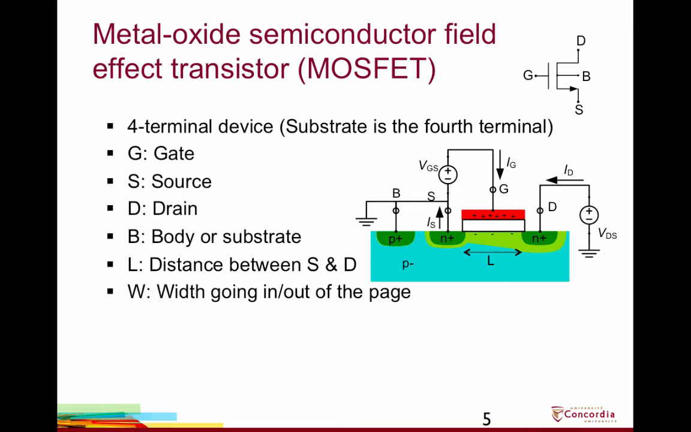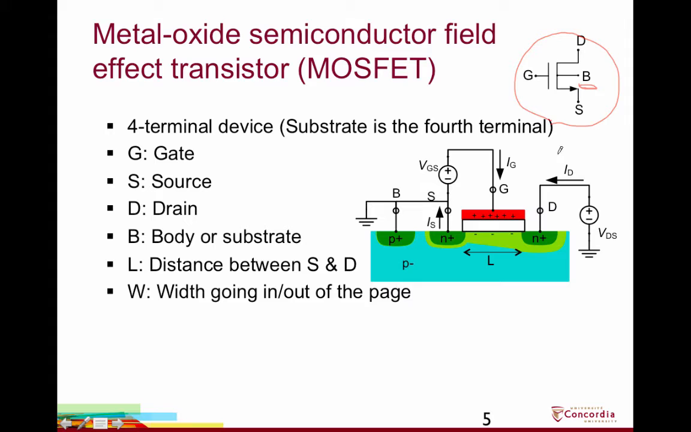This slide shows a cross-sectional view of an NMOS transistor, and the circuit symbol is shown up here. So the circuit symbol is a four-terminal device. Sometimes people draw it only as a three-terminal device when they ignore the body terminal. When they're ignoring the body terminal, they are usually assuming that the body, or substrate, is connected to the lowest voltage in the circuit. In a single supply circuit, that would mean it's connected to ground. So we have the gate, the drain, and the source.